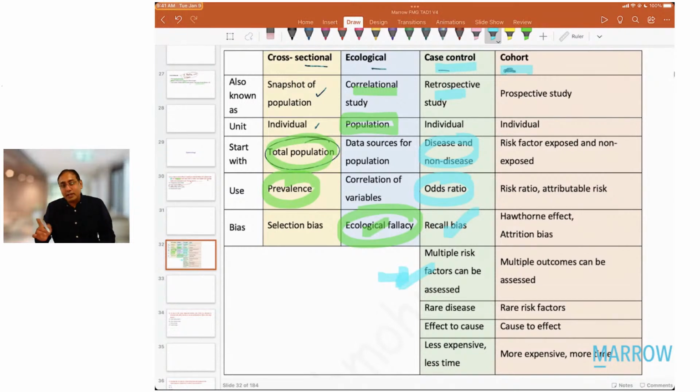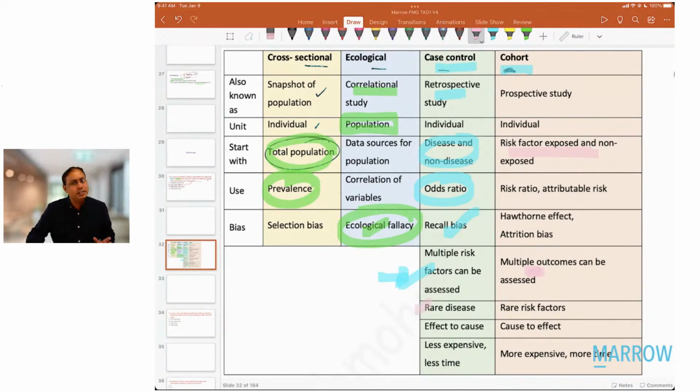Whereas on the other side, if you look at cohort studies, you start with people with risk factors. You start with people with risk factors, and then you keep on following them. And because you can follow them, you can see multiple outcomes. So there should be no mistake here. Multiple risk factors are studied in case control study. Multiple outcomes are studied in cohort studies.